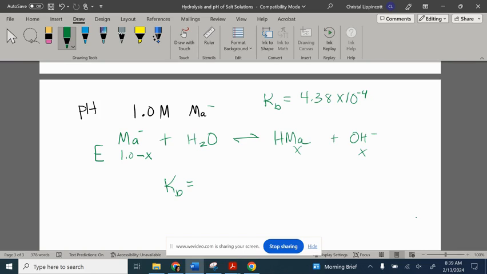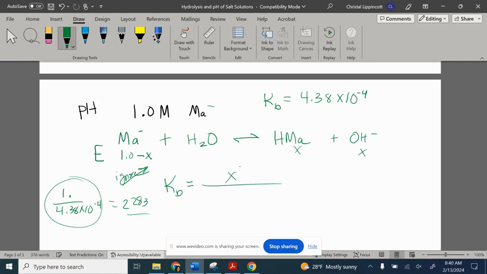Am I going to be able to ignore this X? Well, if we take our KB, we do 1 divided by 4.38 times 10 to the minus 4, is that going to be greater than 100? I'm hoping that something like this is starting to get in your brain, that you're going to be able to ignore the X, just make sure you document that. All right. So we've got our X squared on top. We've got 1 on the bottom. We've got our KB value that we can bring down here.